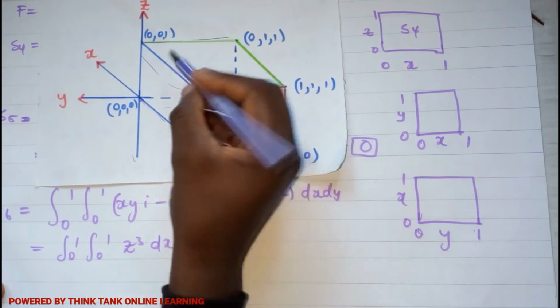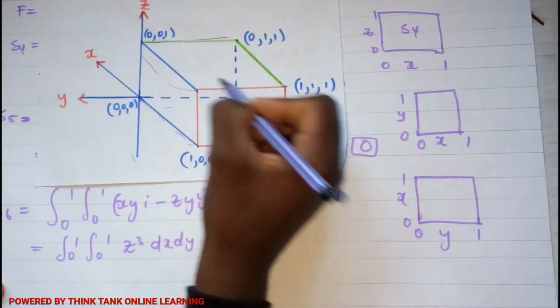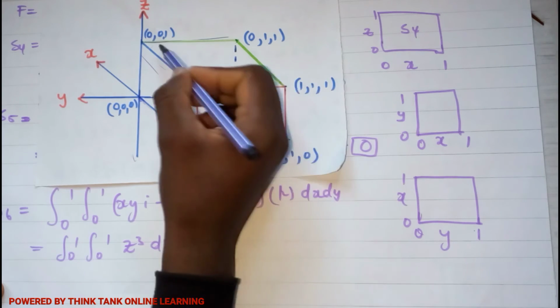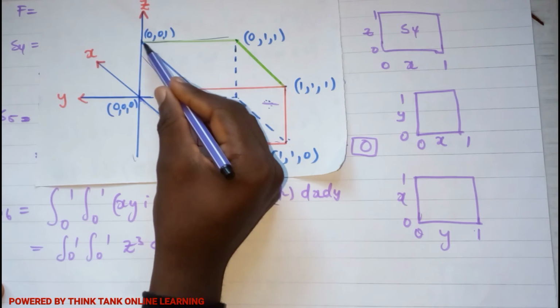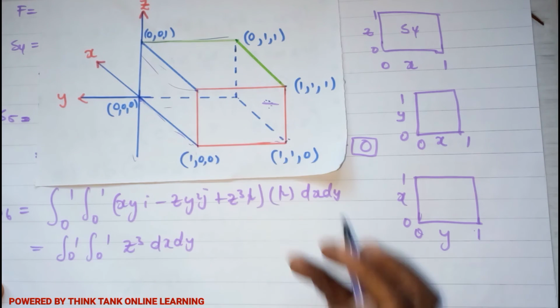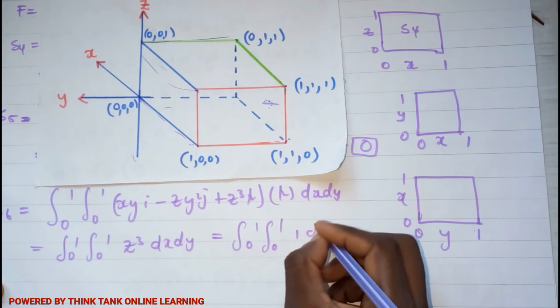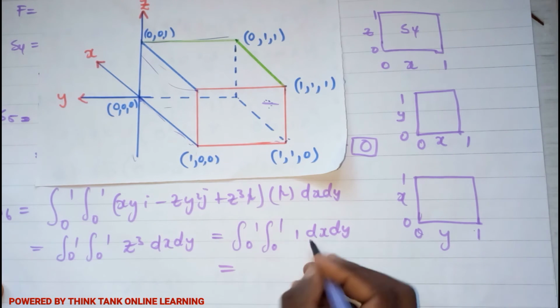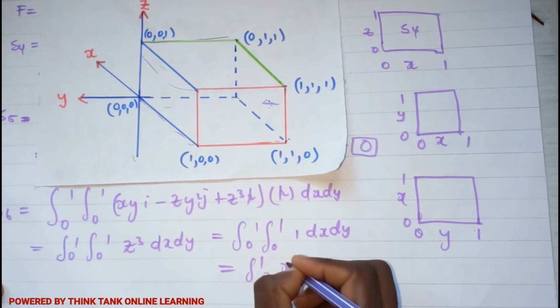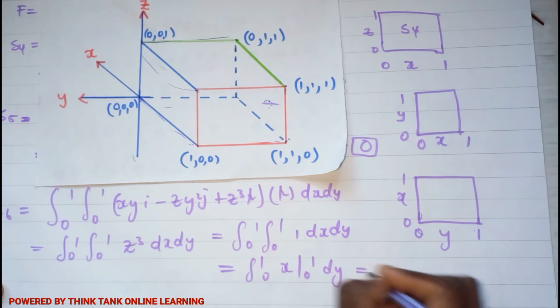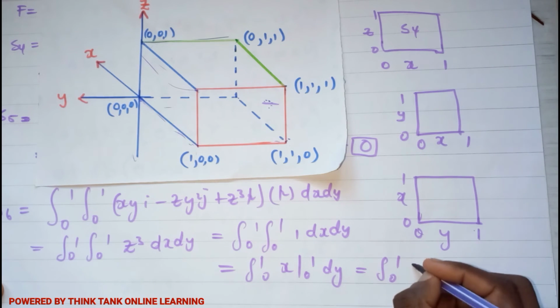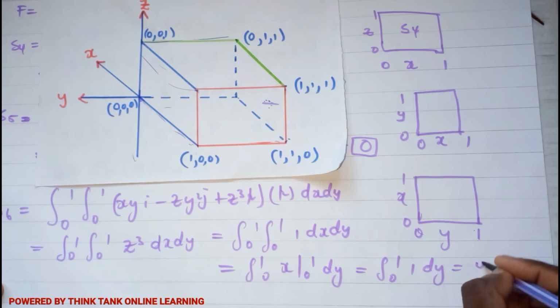But you have to note something. On the upward surface, the top plane, z is not equal to 0, because the origin is here, z is equal to 1. So that means we have the double integral from 0 to 1, 0 to 1 of 1 dx dy. If we integrate with respect to x, we get x from 0 to 1, then the integral of 1 dy, which is equal to y from 0 to 1, and we have 1. Okay, so we've evaluated the flux for each surface.